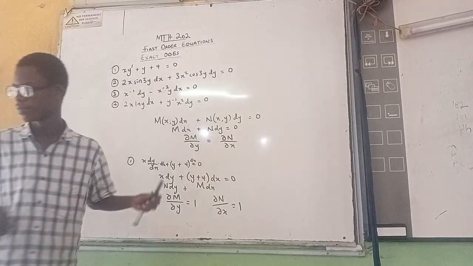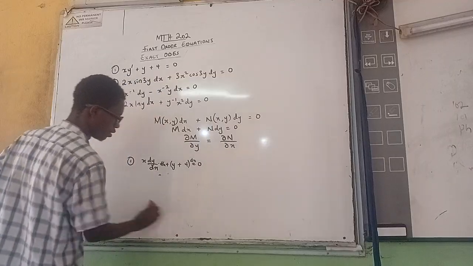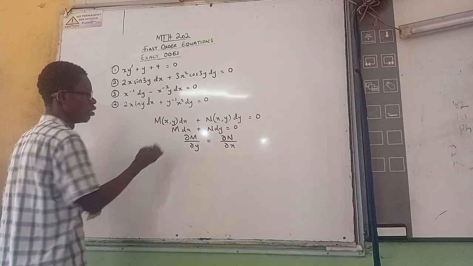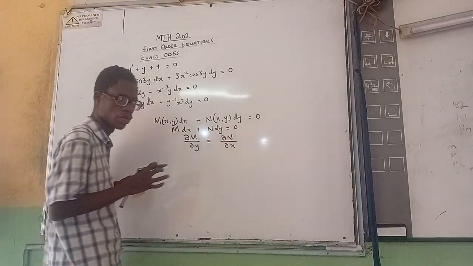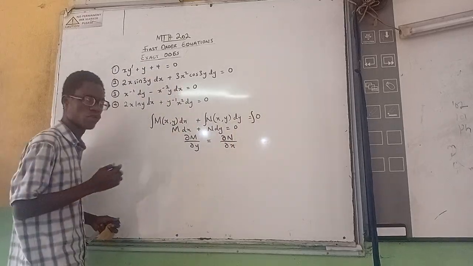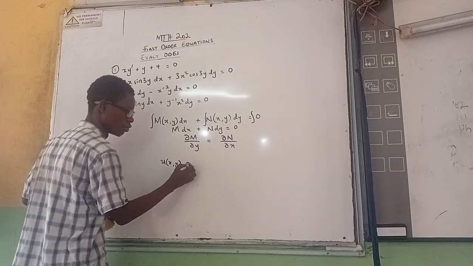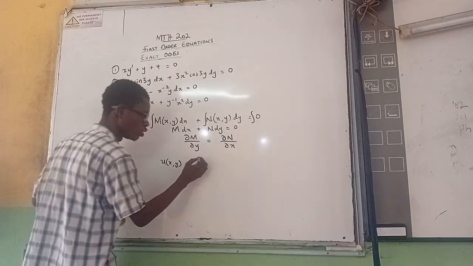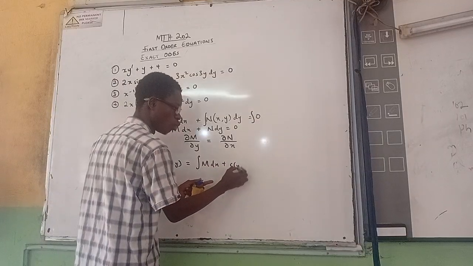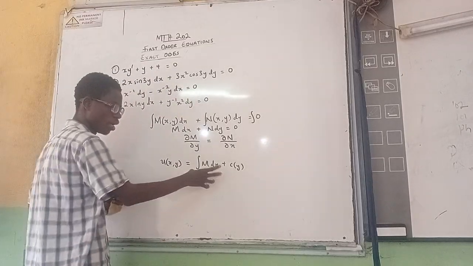So what do we do next? After checking if an ODE is exact, the next thing you are going to do is to integrate across. Now we have an equation, and this is the exact equation we are working with. The solution of an exact ODE, let's say it is u, which is a function of x and y, equals the integral of M dx plus our constant, which is a function of y. Do you get what I'm saying? This is the solution to an exact ODE.